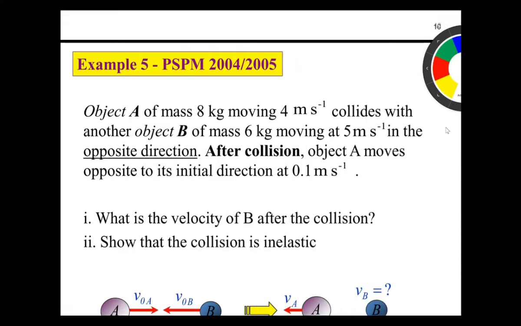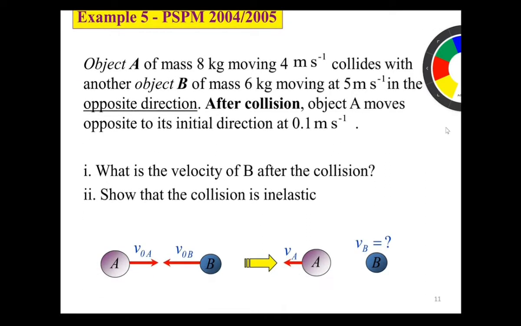Look at example 5, from PSPM 2004-2005. An object A of mass 8 kg moving at 4 meter per second collides with another object B of mass 6 kg moving at 5 meter per second in the opposite direction. After collision, object A moves opposite to its initial direction at 0.1 meter per second.